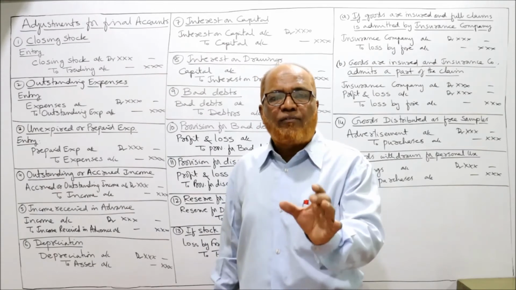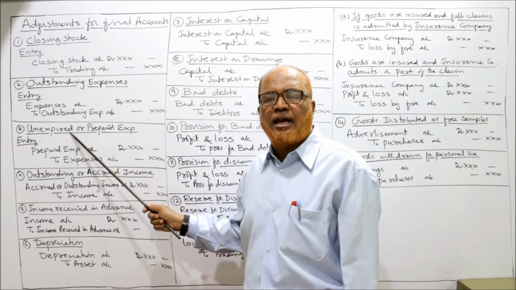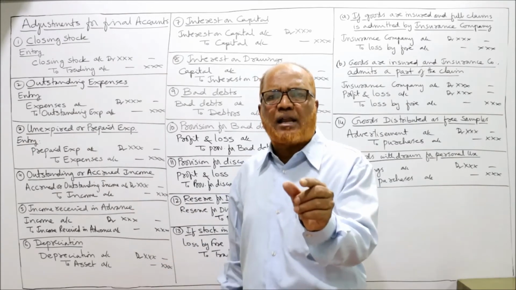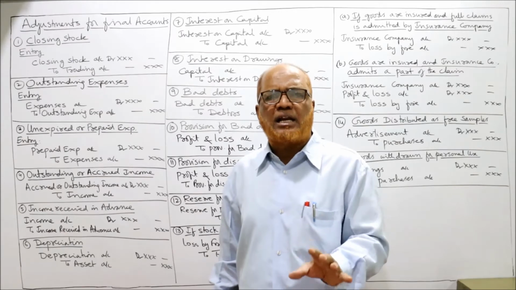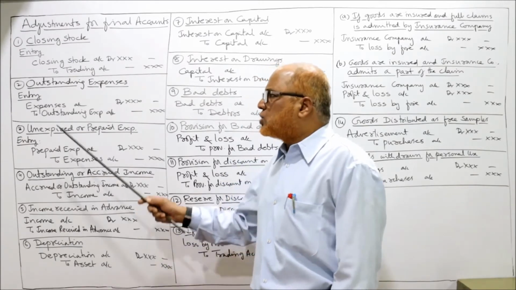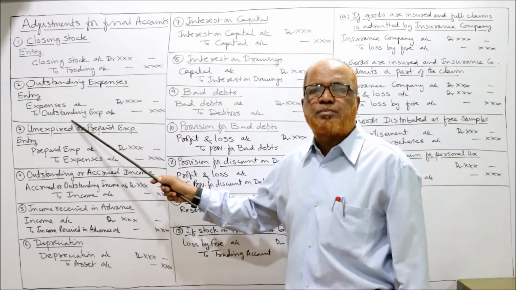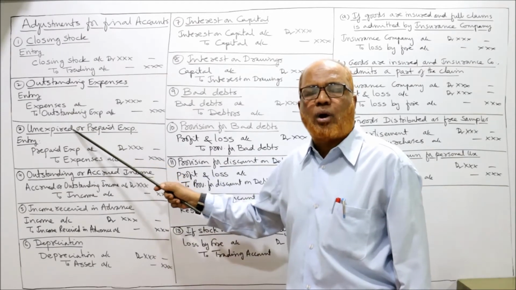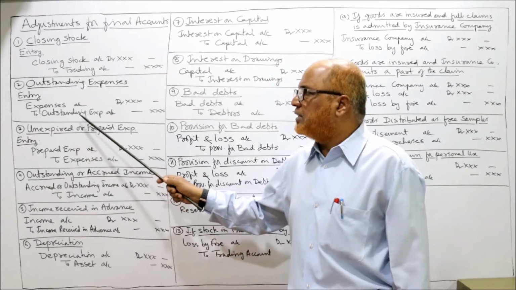So what is the entry for outstanding salary? Salary account debit to outstanding salary. I am giving an example of salary, but any expense may be outstanding: outstanding rent, outstanding interest, anything may happen. So the entry is expenses account debit to outstanding expenses, or salary account debit to outstanding salary, rent account debit to outstanding rent. This you have to remember.